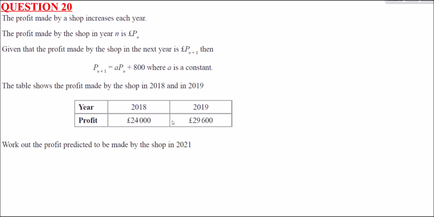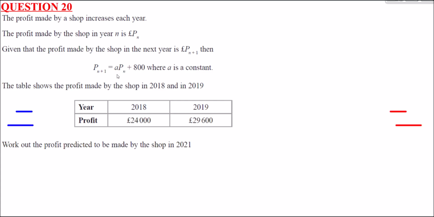Now, before I begin explaining how to do it, I just need to tell you that this looks always much more complicated than what it is. n plus 1 compared to n just means the next number along. So, for example, if n was 1, n plus 1 is 2. So in our case, the profit made in 2019 will be a multiplied by the profit from the year before, which is the profit in 2018, plus 800.